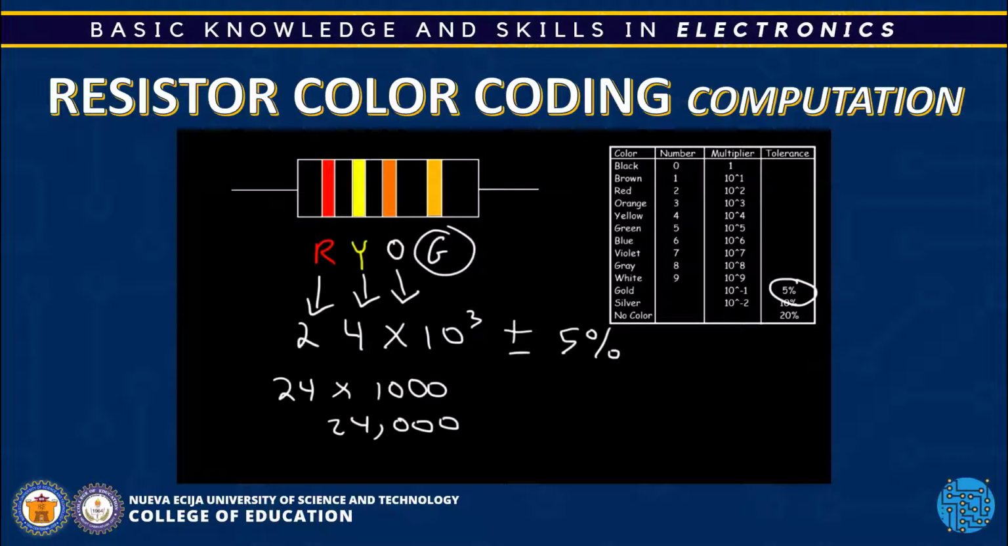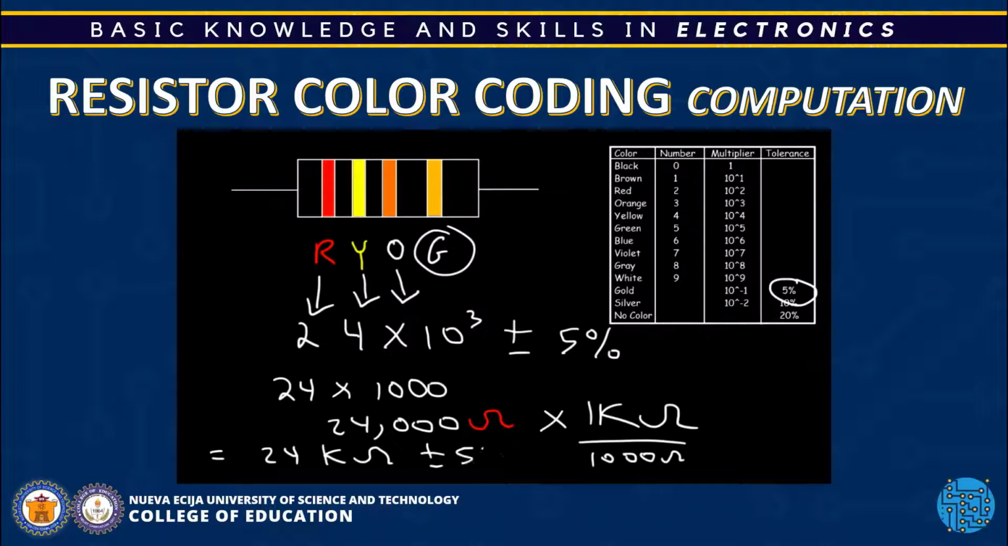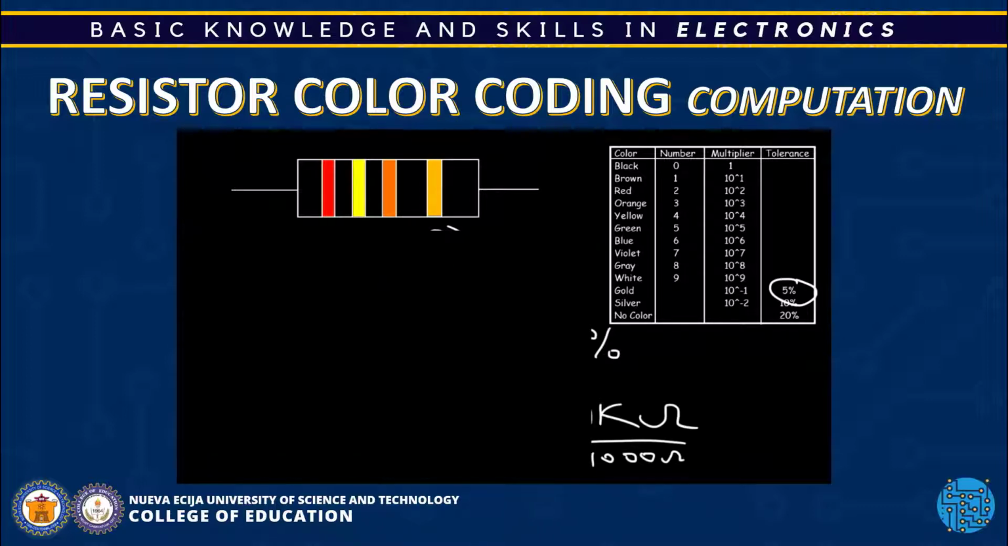It's 24,000 ohms. Now because this number is so large, let's convert it to kilo ohms. To convert it to kilo ohms, just divide by 1,000. 1 kilo ohm is equal to 1,000 ohms. So therefore, this is about 24 kilo ohms, plus or minus 5%. Now let's go ahead and calculate the range. So what we want to do is find out what 5% of the resistance is equal to.